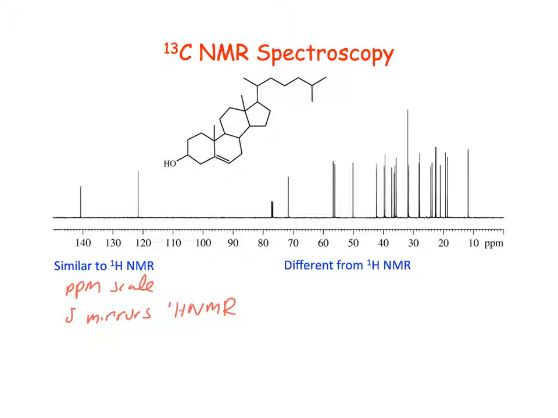The difference, though, is that we can now see signals for carbons that don't have protons on them. So we'll have some extra chemical shifts to take into account that we never saw in proton NMR. So it kind of follows that.